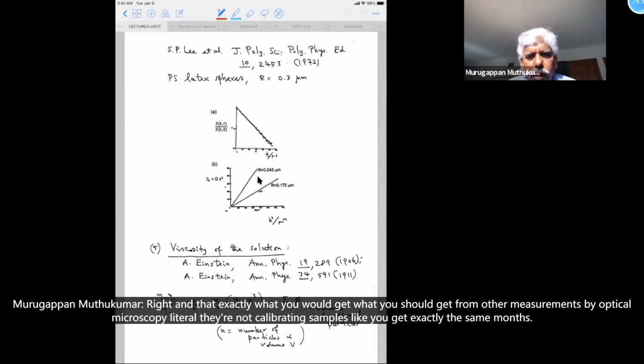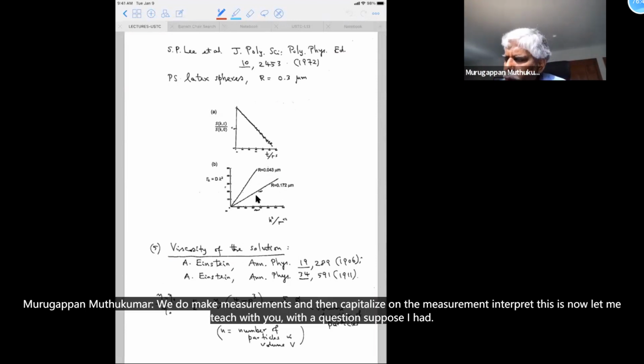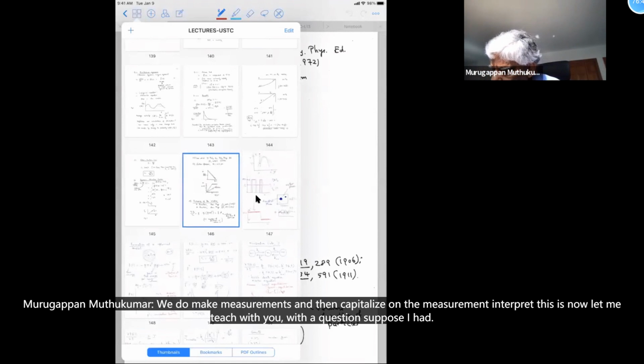These are all calibrating samples, right? You get exactly the same answer. Okay? So that's the way we do. We make measurements and then capitalize on the measurements, interpret the size.